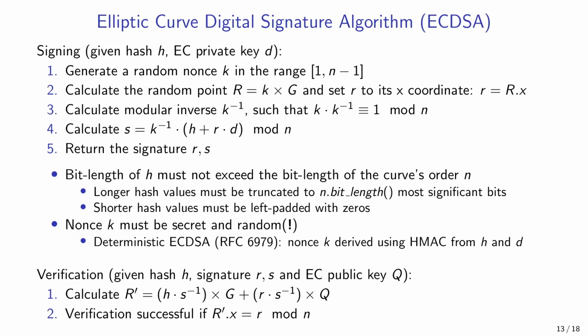So in the verification, there are 2 point multiplications and 1 point addition. So performance-wise, verification is a bit more expensive compared to signing.